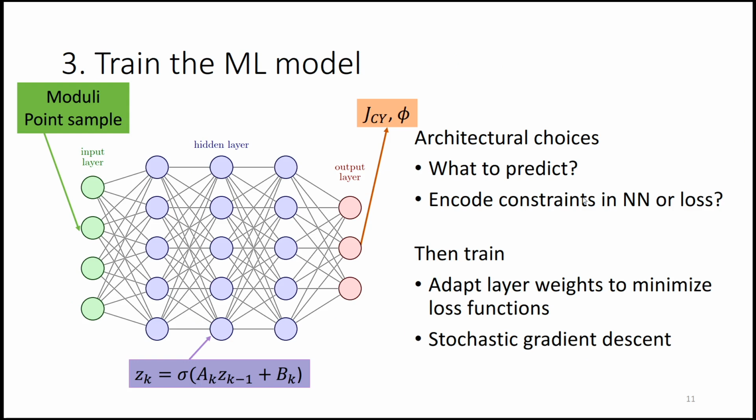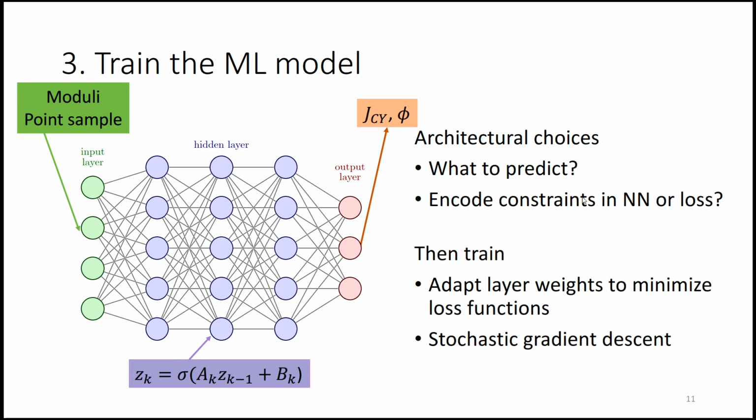Okay, so once we have selected our architecture, we should train the model so that we get a good prediction. And the training is done by adapting these hidden layers here. So these nodes are connected to each other by linear transformations specified by some matrix A and some vector B. So this is some bias vector, and this is some linear matrix that takes us from one layer to another.